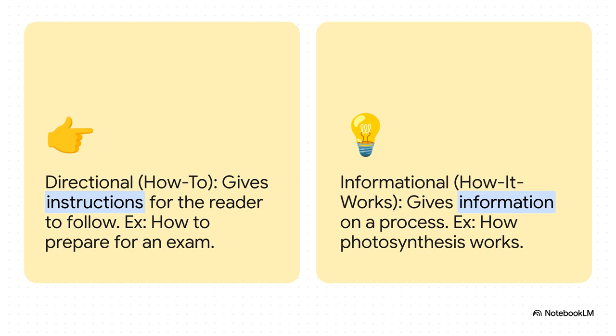First, you've got the directional kind. This is your how-to guide that gives the reader direct instructions they can follow, like a recipe for how to prep for a big exam. The second kind is informational, which explains how it works. Think of an essay explaining photosynthesis. The big difference? It's whether your reader is supposed to be a participant or just an observer.